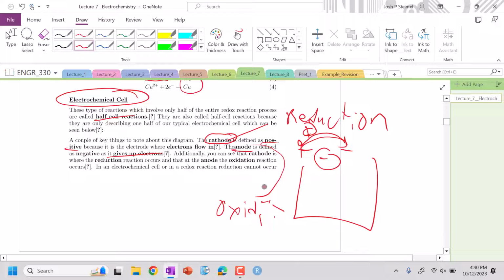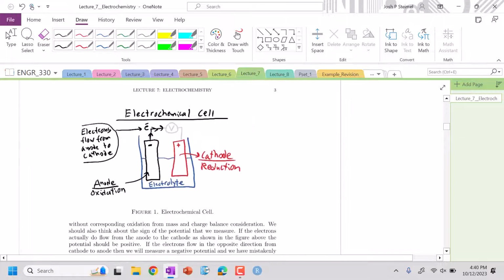So forget about red and black terminals, they're meaningless. Really, it's just we know if electrons flow from negative to positive, that's positive voltage. Positive to negative, that's negative voltage. So that's the key thing there in those redox reactions. And we can see that here. Negative to positive, anode oxidation, cathode reduction.